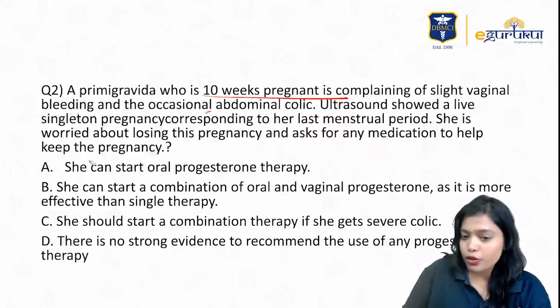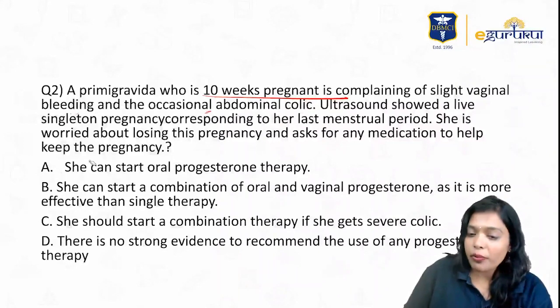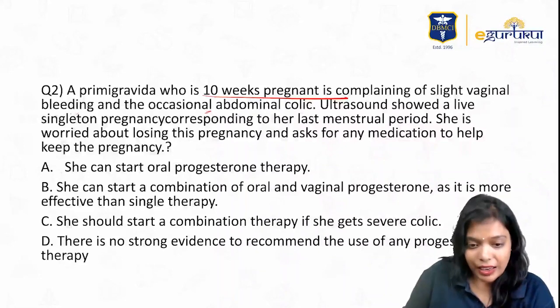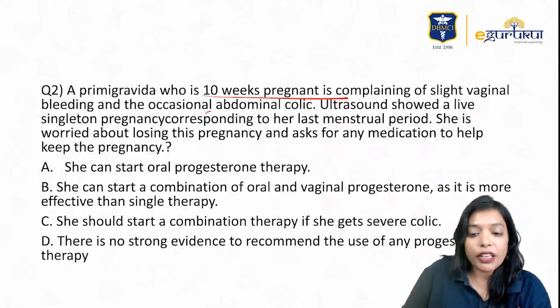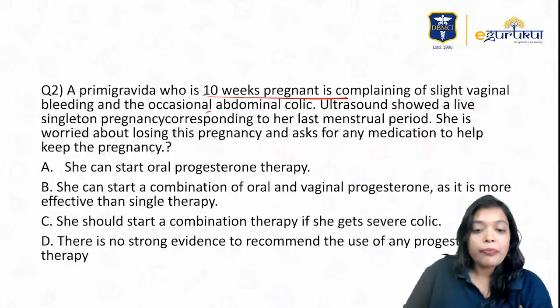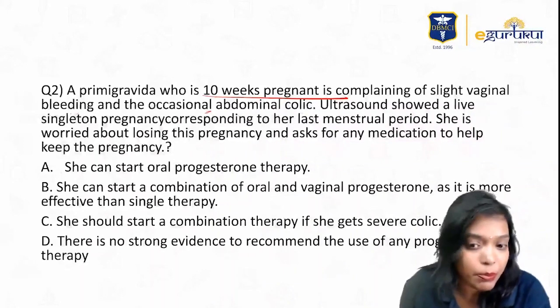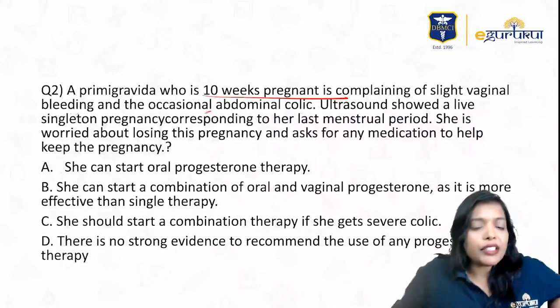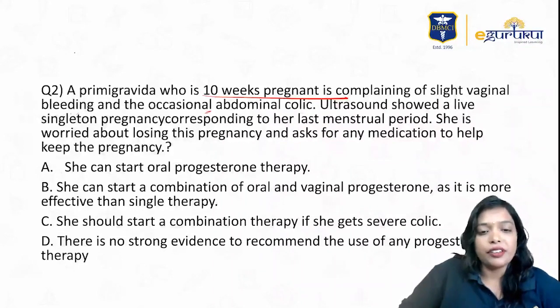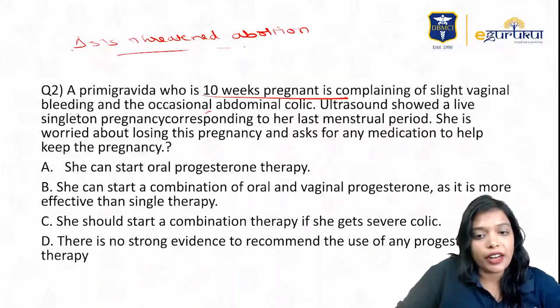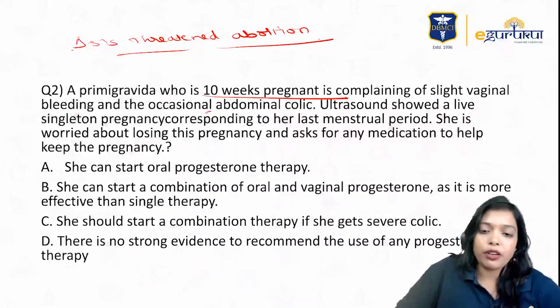She can start oral progesterone therapy. She can start a combination of oral and vaginal progesterone as it is more effective than single therapy. She should start combination therapy if she gets severe colic. There is no strong evidence to recommend the use of any progesterone therapy. So first and foremost, what is the diagnosis here? The diagnosis is threatened abortion.